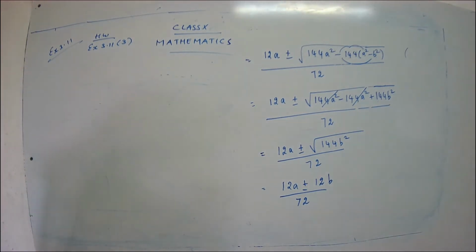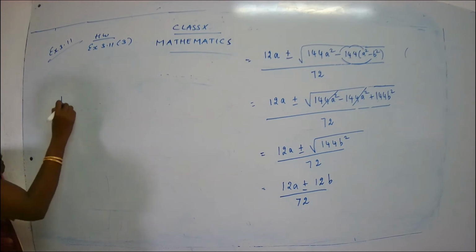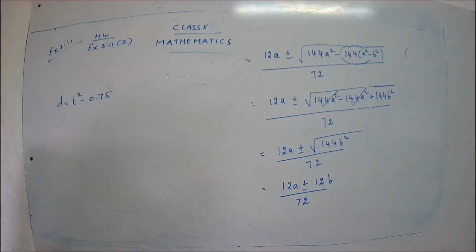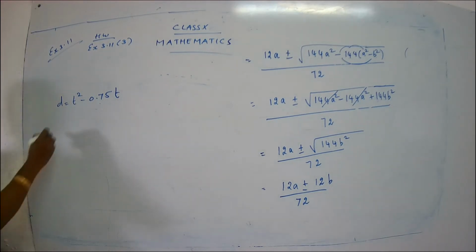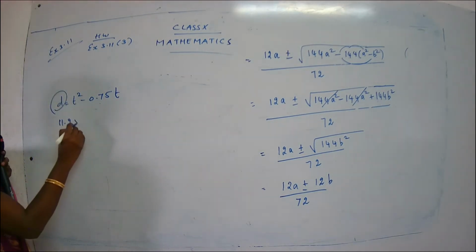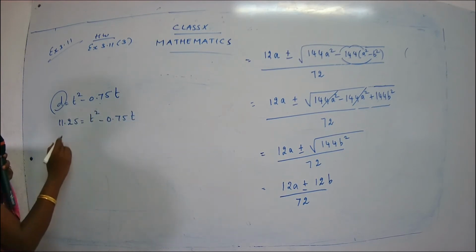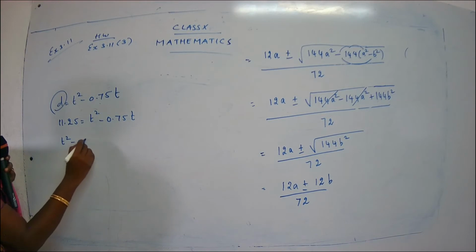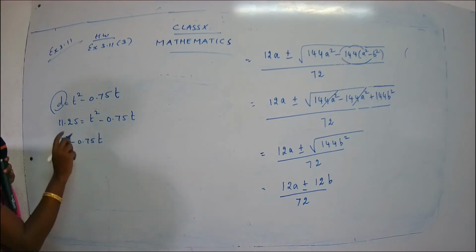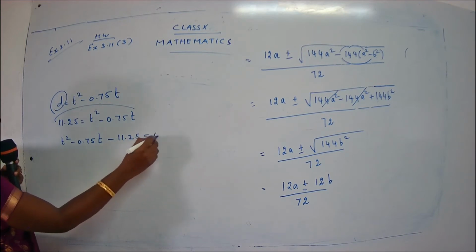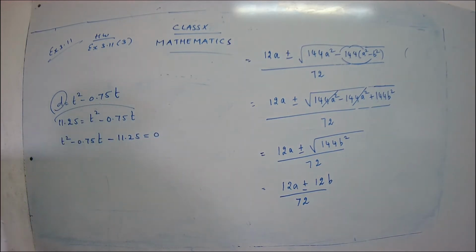What is the equation given? D is equal to t square minus 0.75t. This is given. Also they are saying that you have to find the time when the distance traveled is 11.25 feet. So distance 11.25 is equal to t square minus 0.75 t. So bring everything to one side. So t square minus 0.75 t minus 11.25 is equal to 0. Clear, children? Okay.